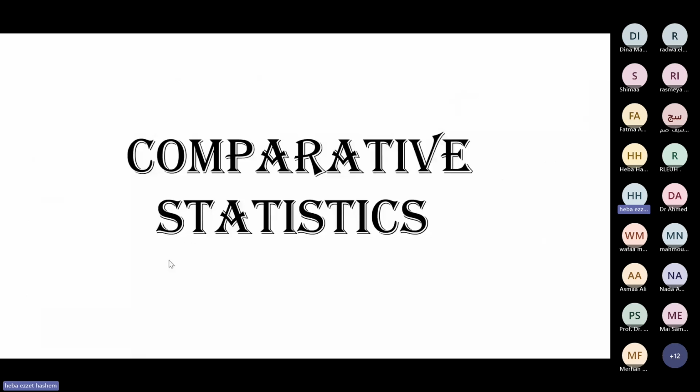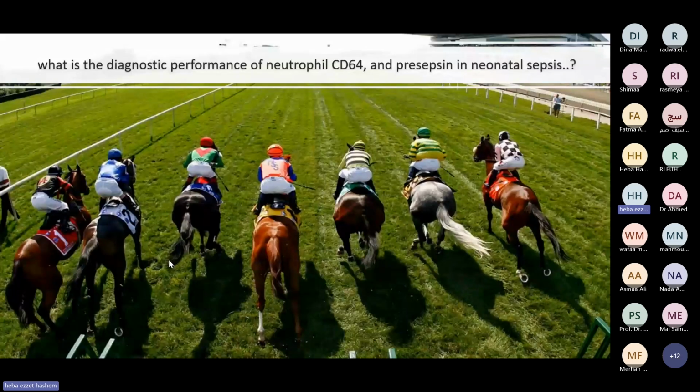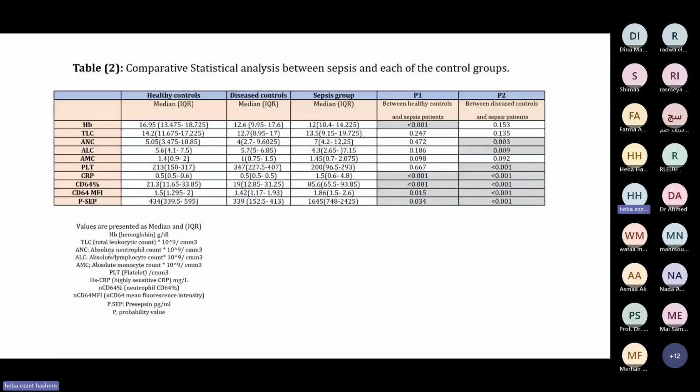Comparative statistics was done, and I suppose that each of these biomarkers is a horse, and we are in a competition, and we need to know which one will win the competition compared to the conventional laboratory parameters: the platelet count, the total leukocytic count, the band count, the absolute lymphocytic count, and the absolute neutrophil count. The comparison was done between healthy controls versus sepsis and pathological control versus sepsis, and this showed that CD64%, CD64 MFI, mean fluorescence intensity, Procalcitonin, and highly sensitive CRP showed significant differences between both groups compared to the sepsis patients.